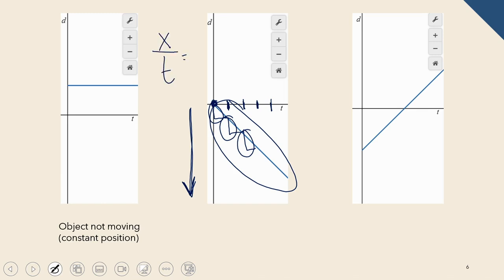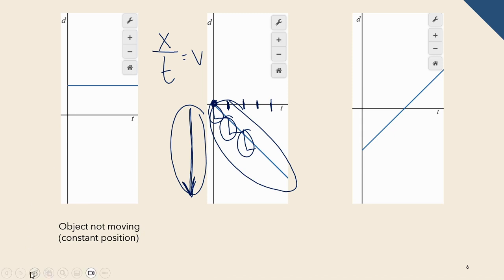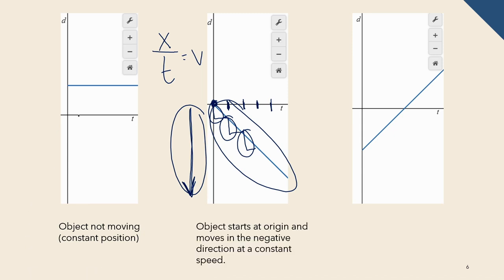Now, what is displacement over time? We learned that that's velocity in basic motion. So what this basically means is that the object is traveling at a constant velocity, a constant negative velocity, as we noted earlier, because the object is getting more and more negative. So let's see our answer here. Yep, the object starts at the origin and moves in the negative direction at a constant speed, speed is, again, the magnitude of velocity. So yeah. All right, let's look at this next one.